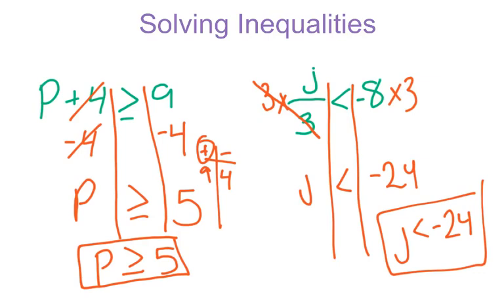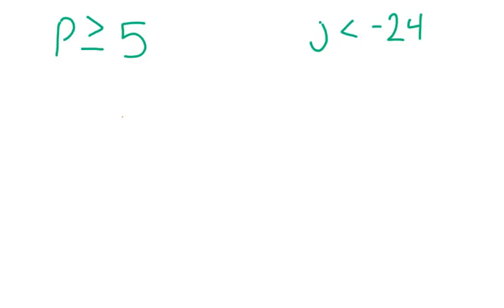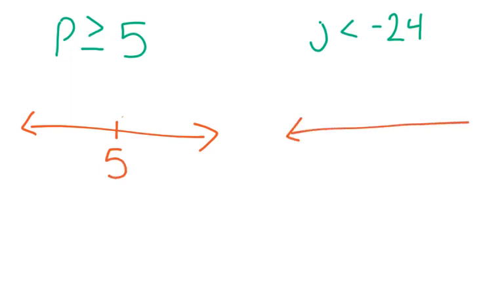So once you have your solution set, you'll then need to know how to graph these inequalities. So here are my two solution sets. The first thing that I do once I have my solution set is I decide what kind of circle I'm going to need to put on my number line. For this one here, I've got a number line. I'm going to make some kind of circle at 5. And for the second one, I'm going to make some kind of circle at negative 24.